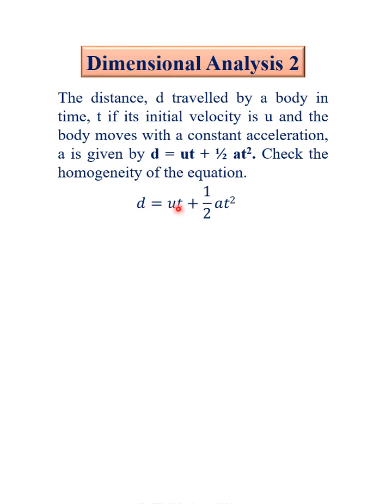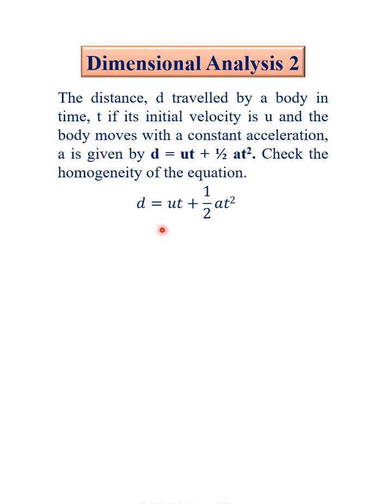We are to check if this equation is homogeneous, and we are told what each of the terms in the equation stands for. d is distance, u is initial velocity, t is time, a is acceleration, and we are to check for the homogeneity of this equation. How do we check homogeneity of an equation? We check it by checking the units of each term of the equation, or the dimension of each term of the equation. If they are the same, that means the equation is homogeneous.